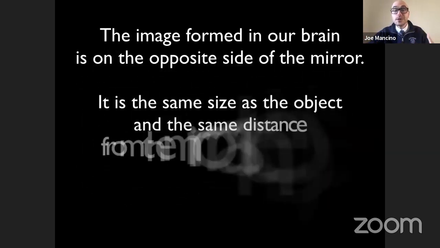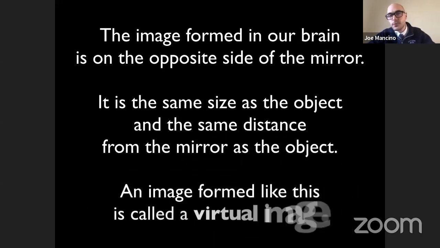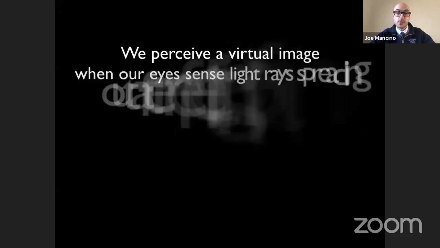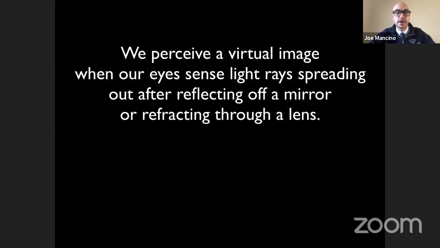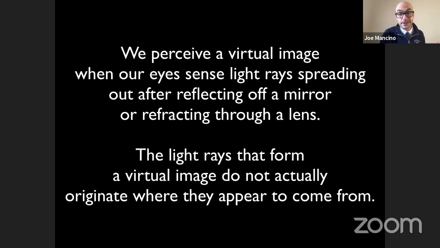Now, it looks to be the same size as the object and the same distance away from the mirror as the object. An image formed like that has a special name in physics. It's called a virtual image. We perceive a virtual image when our eyes sense light rays spreading out after reflecting off of a mirror or refracting through a lens. The light rays that form a virtual image don't actually originate where they appear to come from. There's no person on the other side of the mirror.